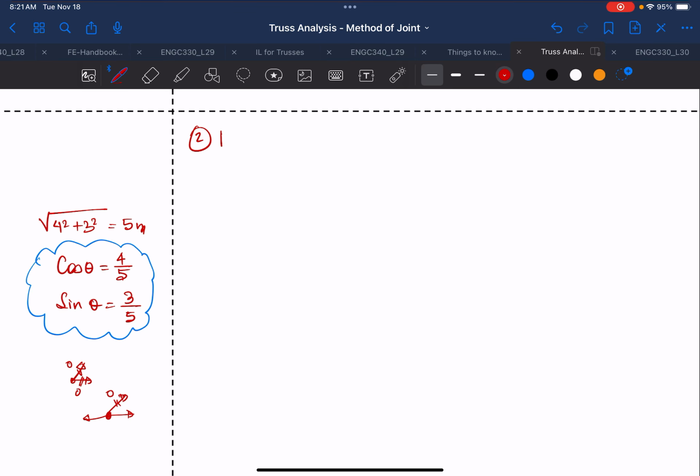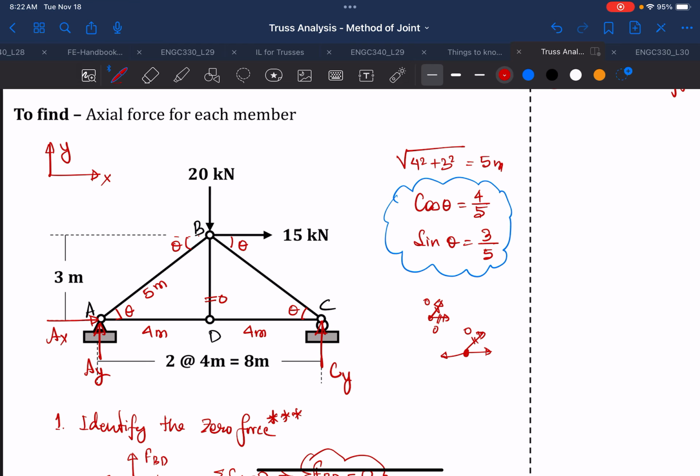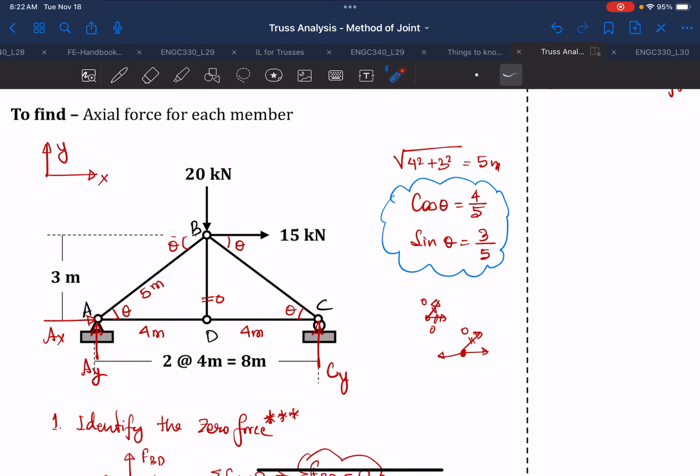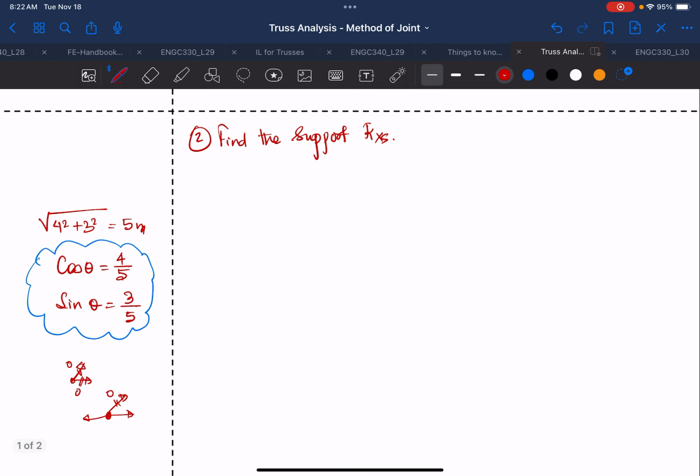So the second step is to find the support reactions. In order to find the support reactions, we can take summation of all the forces and summation of all the moments. In this case, I know that if I take summation of the moment at A, only Cy will be unknown, so I will do that to speed up my calculation. So I'll take summation of all moments about A is equal to 0.